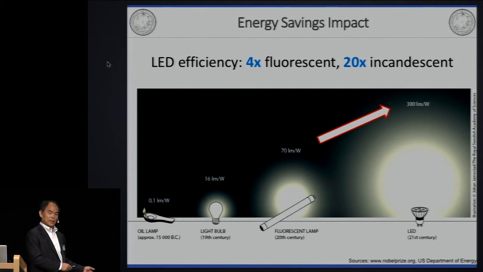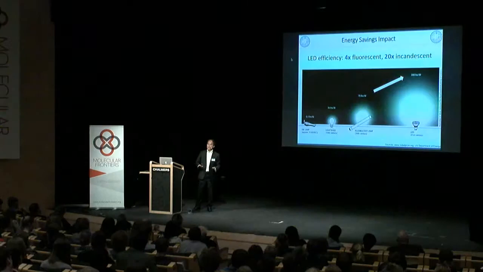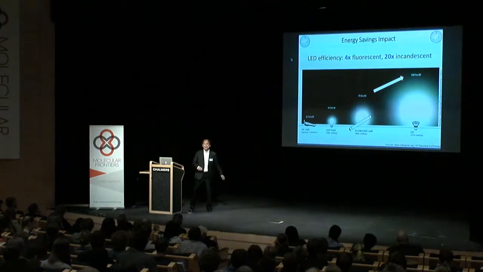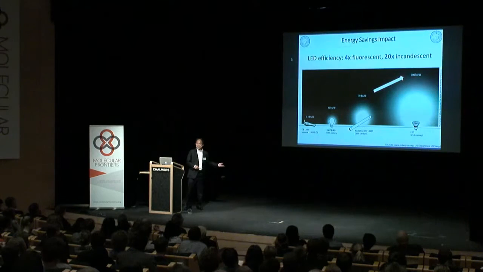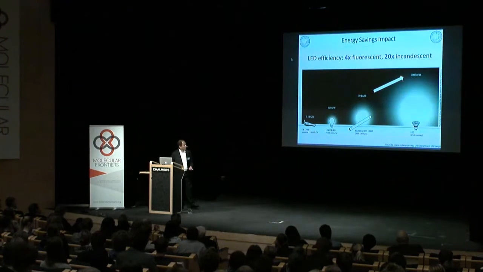So by replacing conventional lighting, we can save a lot of energy. Also, the lifetime of LEDs: all LED lamp companies say the lifetime is 50 years, 30 years, 40 years. So after installing an LED lamp, you don't need any maintenance at all until you change the house. Thirty years, 40 years is longer than a human life, I think.